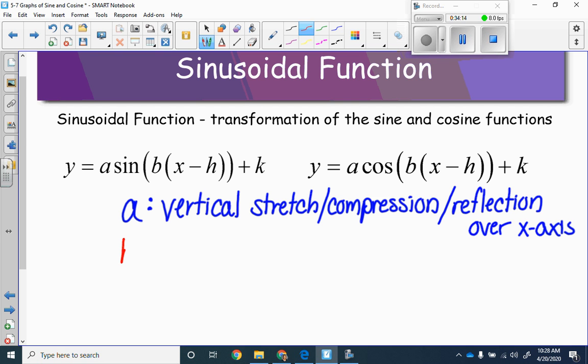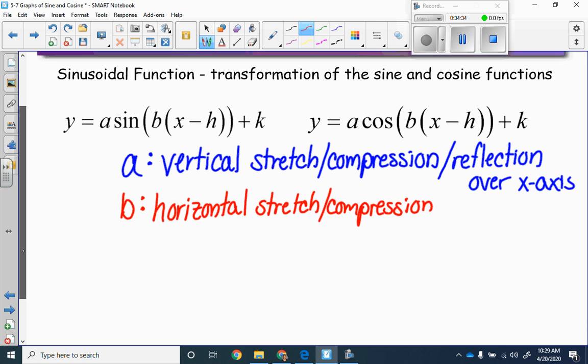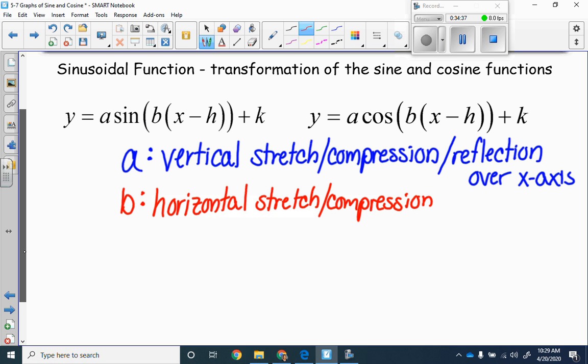Then there's B. B is going to be our horizontal stretch or compression. It is possible that we could see a reflection over the y-axis, but I'll be honest with you, we're just not going to be working with that so much in these examples. All right, then you have H. H is your horizontal shift.